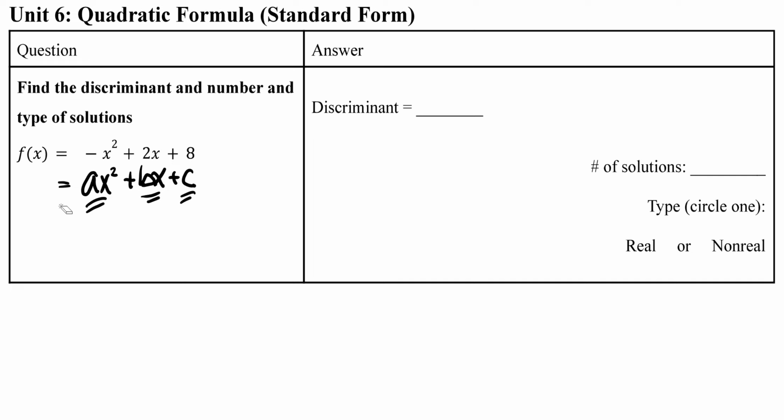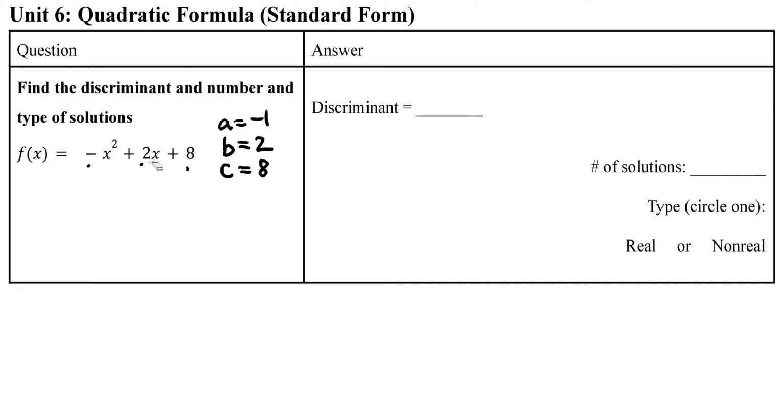And we can list out the values for a, b, and c. So a is -1. b is 2. And c is 8. It's just alphabetical order, a, b, c. If there had not been anything in front of the x squared, that would imply that the value of a would be 1.